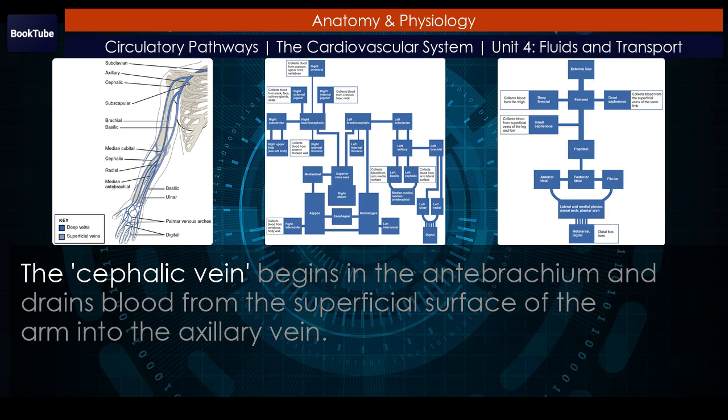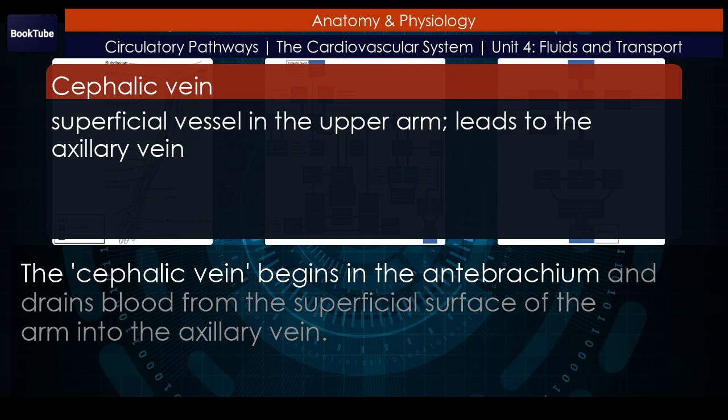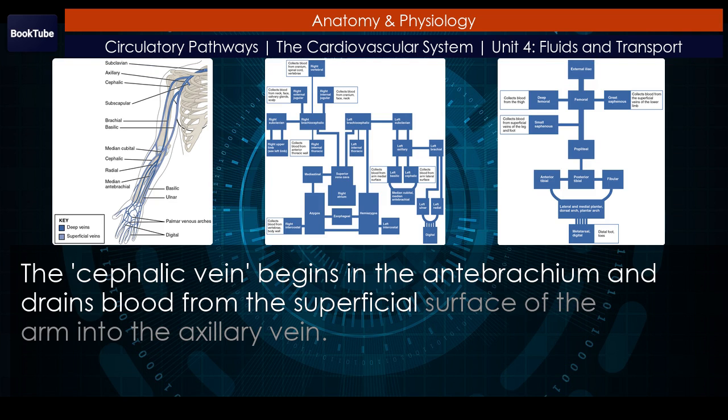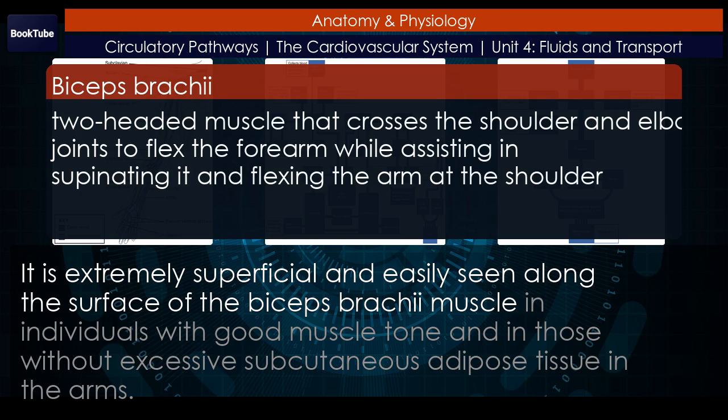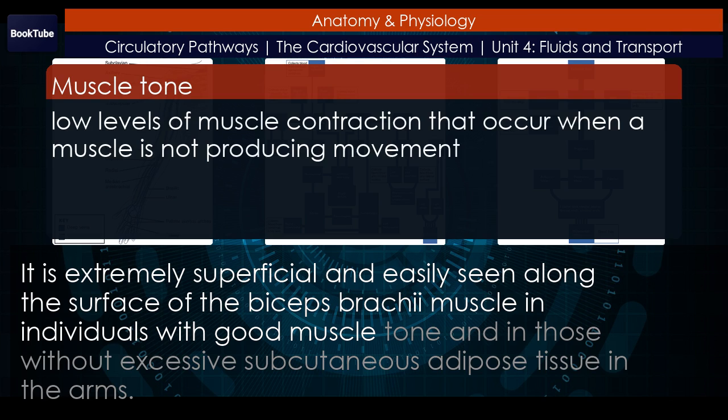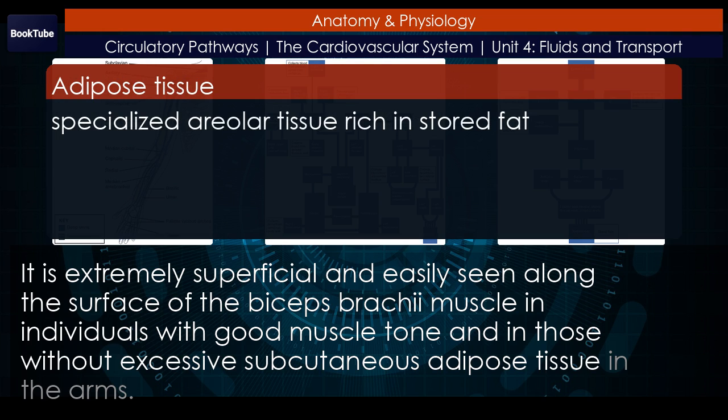The cephalic vein begins in the antebrachium and drains blood from the superficial surface of the arm into the axillary vein. It is extremely superficial and easily seen along the surface of the biceps brachii muscle in individuals with good muscle tone and in those without excessive subcutaneous adipose tissue in the arms.